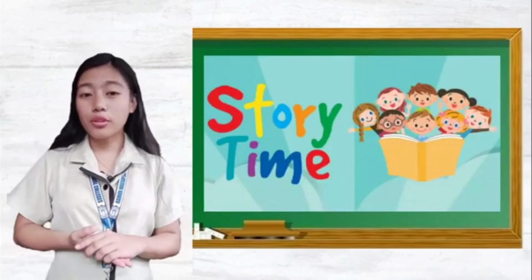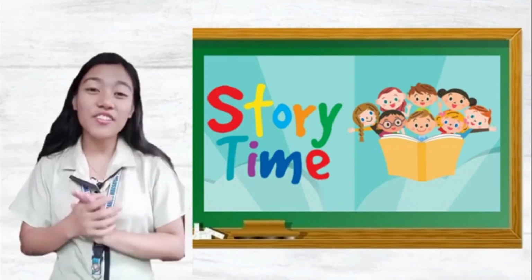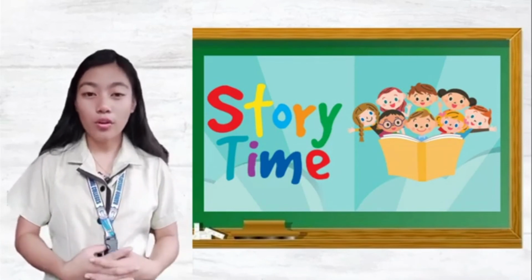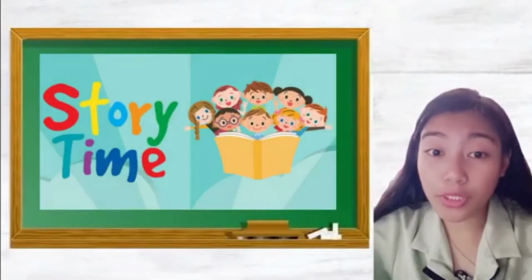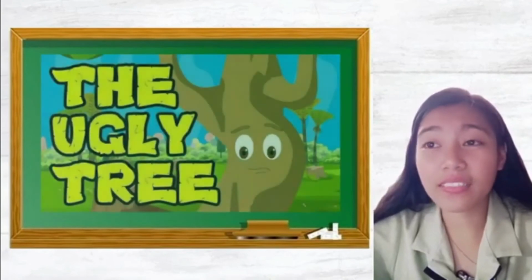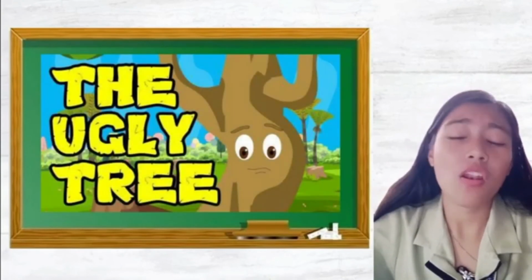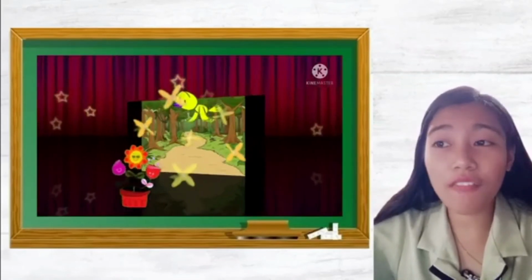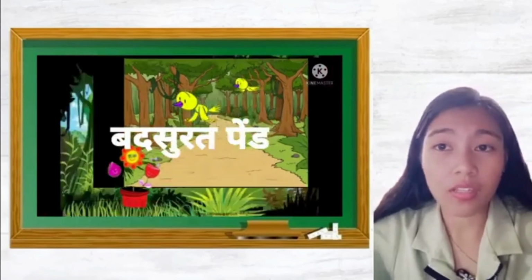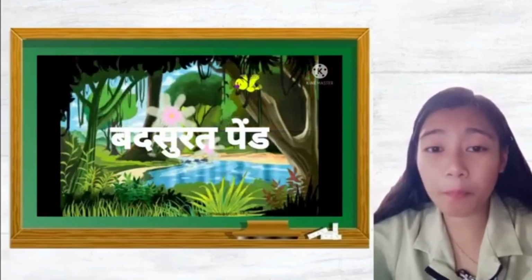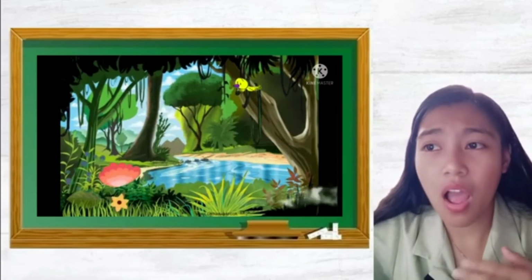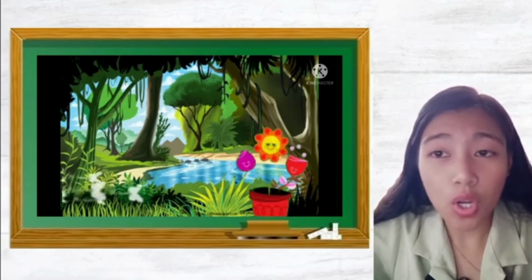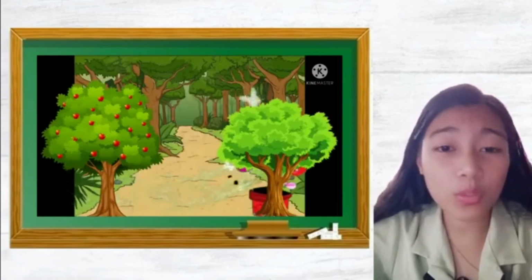Are you ready for our new story for today? That's great. Okay, listen carefully to what our story is all about. Our new story is entitled The Ugly Tree. Long, long ago, in a dense forest, there were thousands of tall and beautiful trees. They were happy but proud of themselves. Among them all, there was also an ugly tree whose branches were badly twisted.